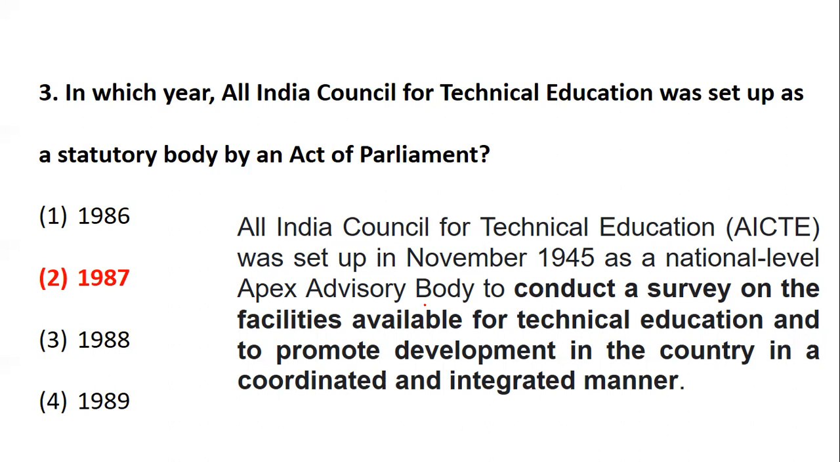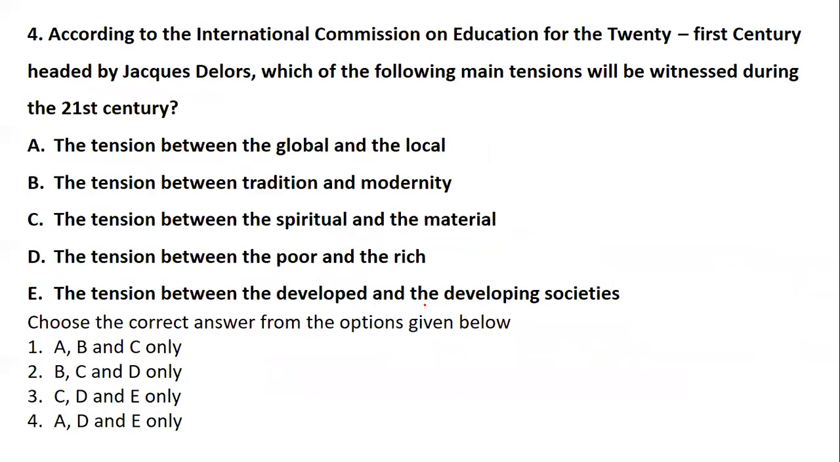Then coming next is a question on an important topic, that is the International Commission. According to the International Commission on Education for the 21st century, headed by Jacques Delors, which of the following main tensions will be witnessed during this 21st century? What will indicate the tense environment: the tension between the global and local, between tradition and modernity, between spiritual and material, between the poor and the rich, or between the developed and the developing societies? What will the tension be mounting for?